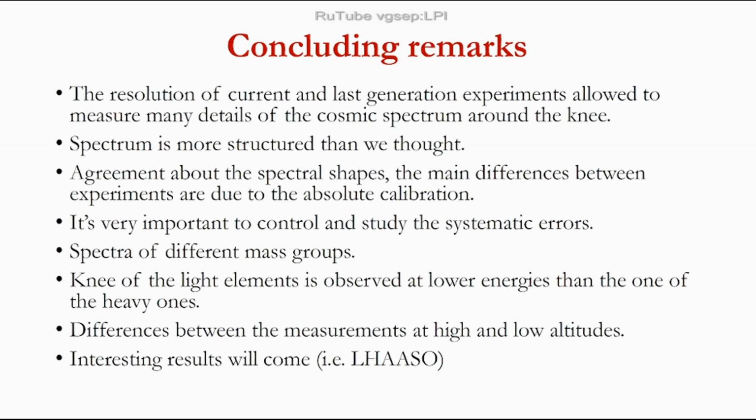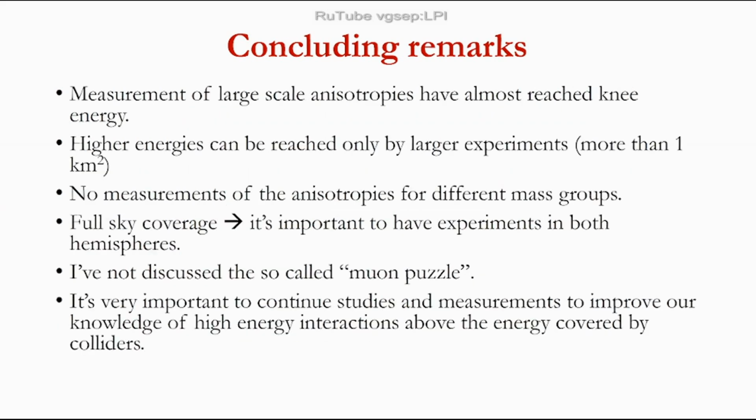Studying the mass group spectra, the knee of light elements is observed at lower energy than that of the heavy ones. We have differences between measurements obtained at high and low altitudes, and we will wait for new results like those coming from LHAASO. With measurements of the large scale anisotropy, we have almost reached the knee energies. To reach higher energies, we need only larger experiments. And what will come in the near future from LHAASO and from other experiments is a study of the anisotropies for different mass groups. And this will be new and interesting information about cosmic rays.